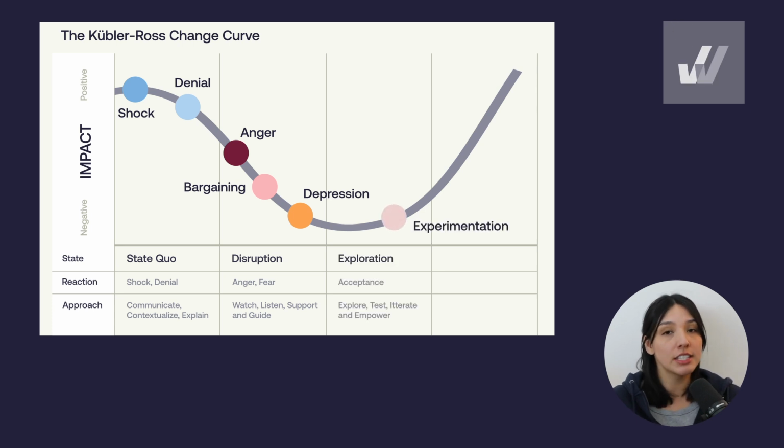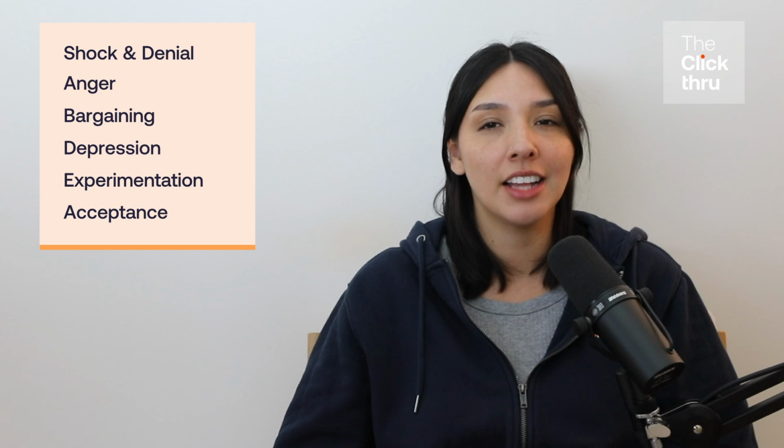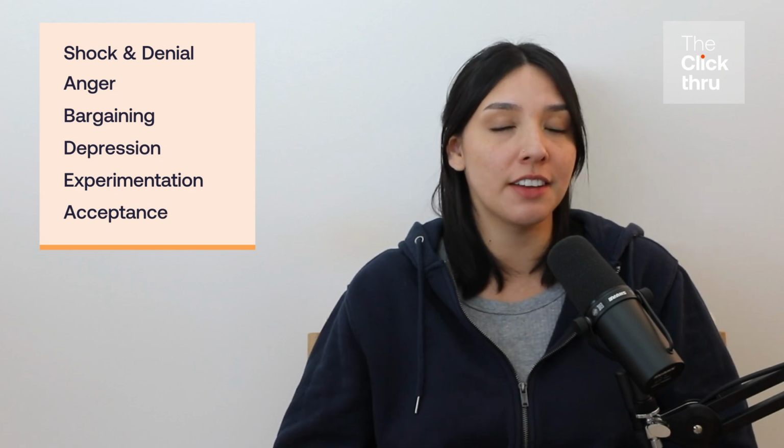Experimentation. In this phase, employees explore the new situation and test how they fit into the change processes or system. And lastly, acceptance. Acceptance is when employees fully embrace the change. They've adapted to new processes, tools, or roles and are ready to move forward. So, how can leaders support employees through these stages? Let's look at some strategies for each phase of the change curve.